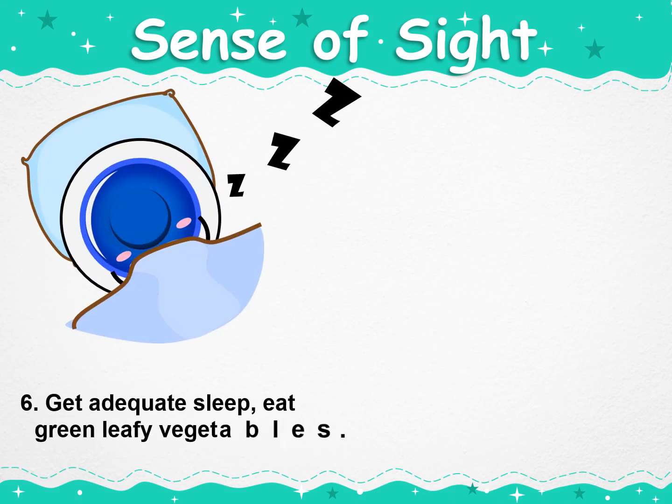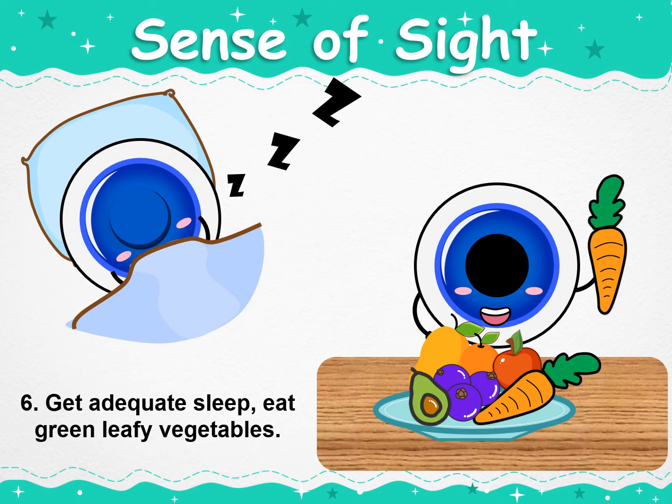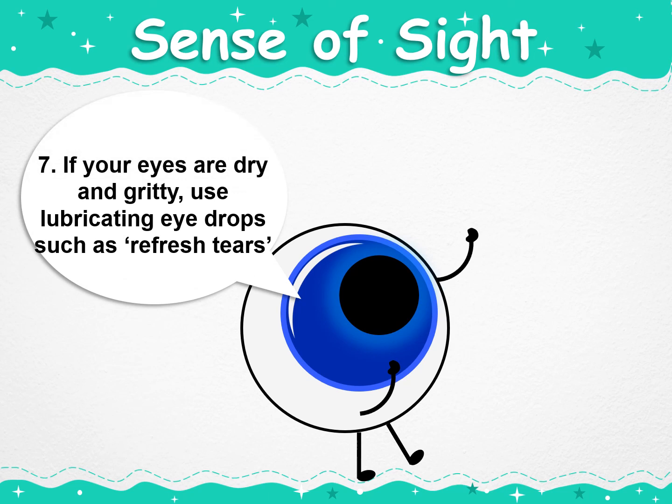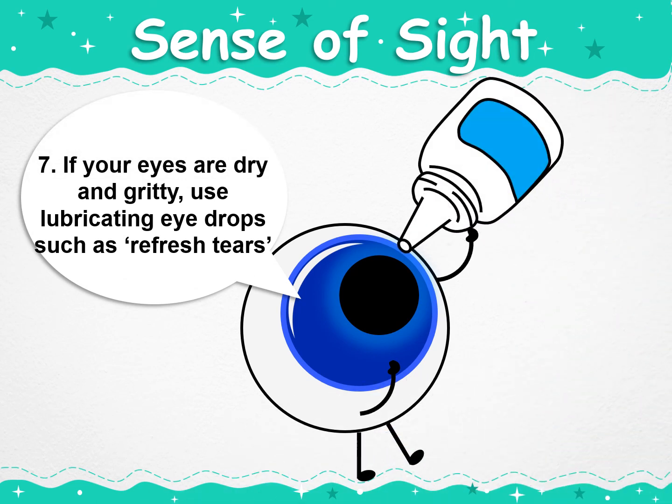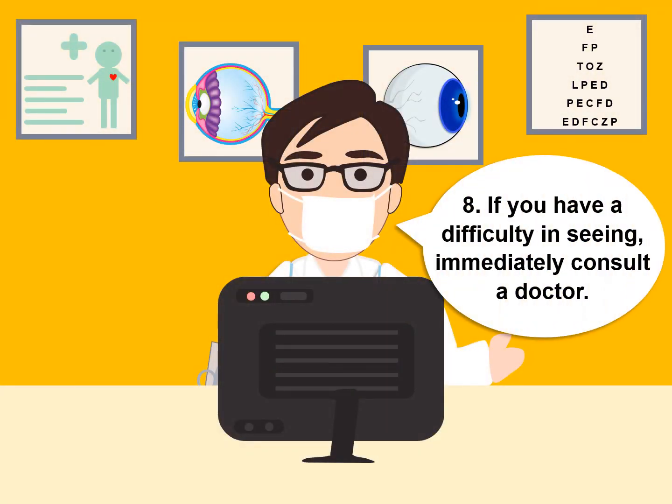6. Get adequate sleep. Eat green leafy vegetables which have plenty of vitamins such as vitamin K, and orange or yellow color fruits like mango. Oranges are loaded with vitamin C. Carrots are a rich source of vitamin A, which is essential for color vision. Fish and fish oil are rich in omega-3 and 6 fatty acids and vitamin A that help to maintain visual integrity. 7. If your eyes are dry and gritty, use lubricating eye drops such as Refresh Tears. 8. If you have difficulty in seeing, immediately consult a doctor.